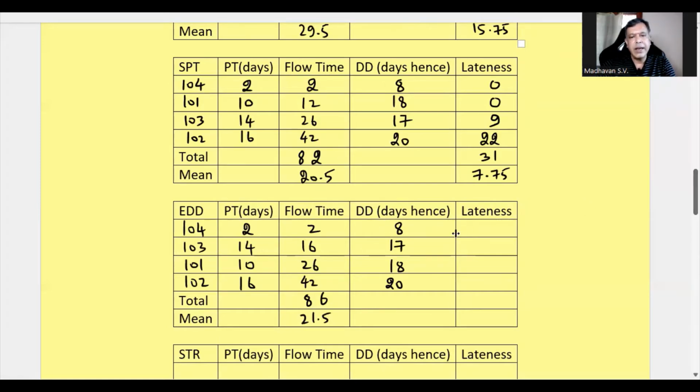Now let us check the lateness. First job is done in 2 days, whereas due date still 8 days are there. That means there is no lateness. Next job is done in 16 days, 17 days due date is there, so no lateness. Next job 26 minus 18, it is 8. Next job 42 minus 20, it is 22. That means the total is 30 lateness. So 30 divided by 4, we get the mean lateness, which is 7.5.